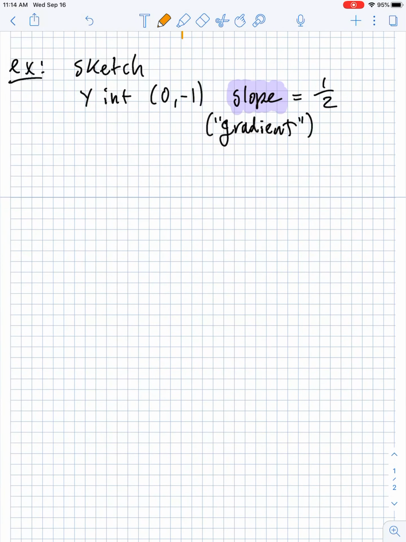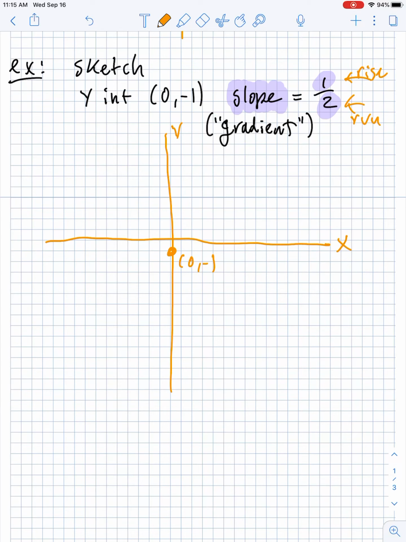Let's go back to my orange here. Let's put out my axes. Here's the x, here's the y. We know it crosses at 0, -1, which is right here. So 0, -1. Now the slope of 1/2, just a reminder that this is a rise over run. So here's your rise and here's your run. That means for every 1 that you rise, we are going to run 2 in a positive direction. So that's vertical over horizontal, rise over run.